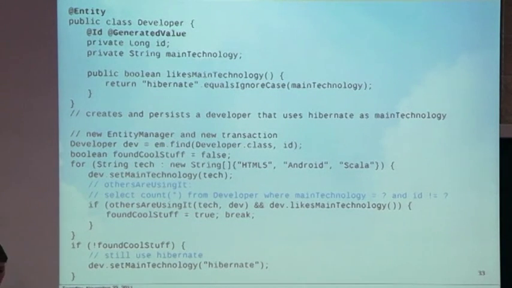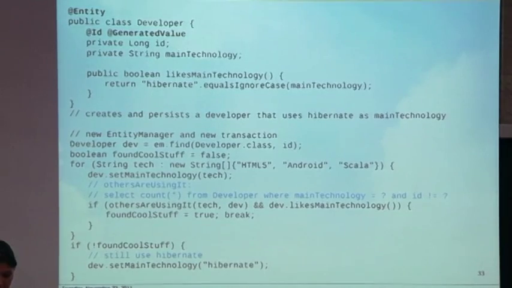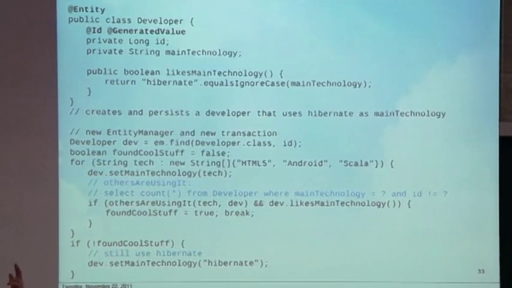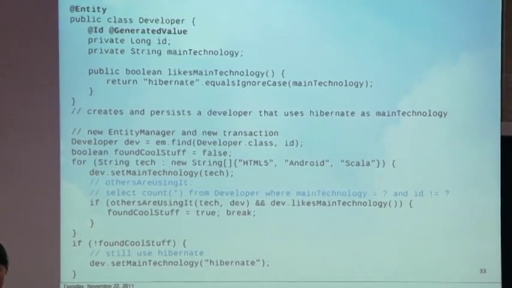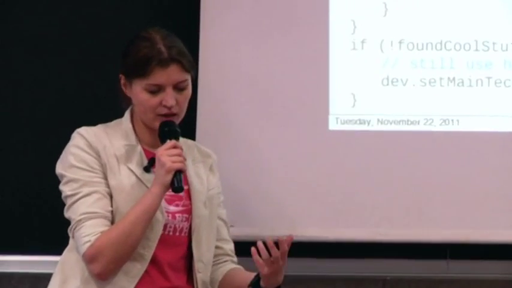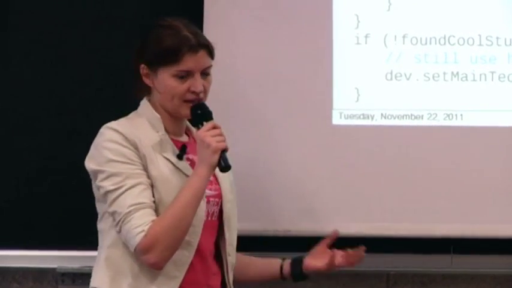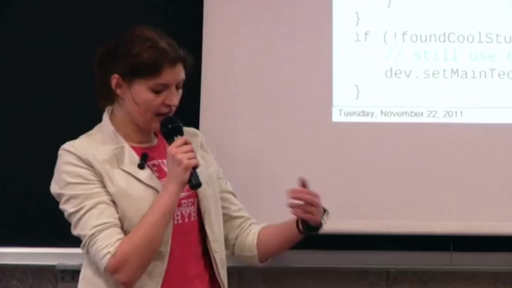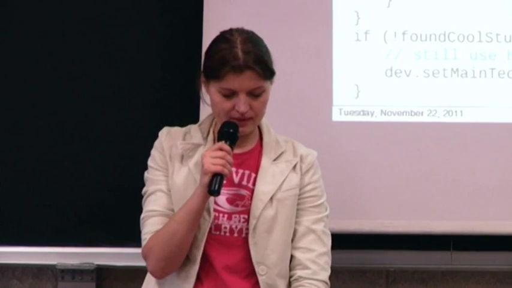This is a single entity with two basic fields, ID and main technology. And this developer wants to evaluate new technologies like HTML5, Android, and Scala. So basically, the code iterates over these three technologies, and we set a new main technology to the developer, and then we check how many others are using it and whether or not the developer himself likes it. In the end, he decides that he doesn't like them and goes back to the original technology.